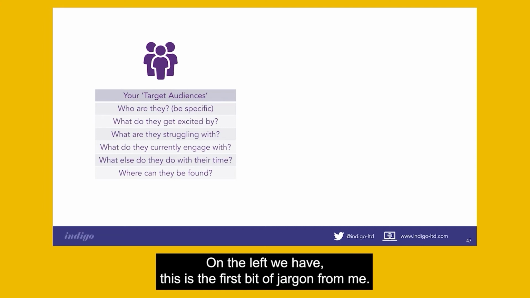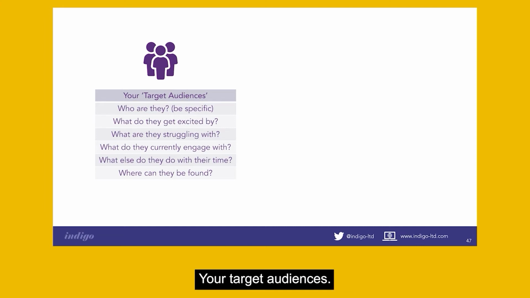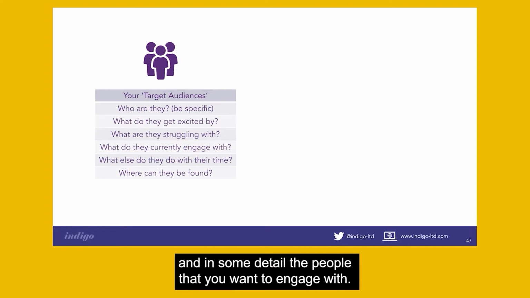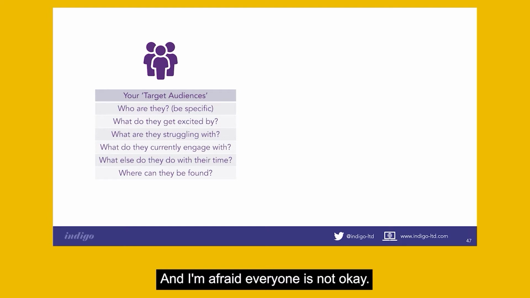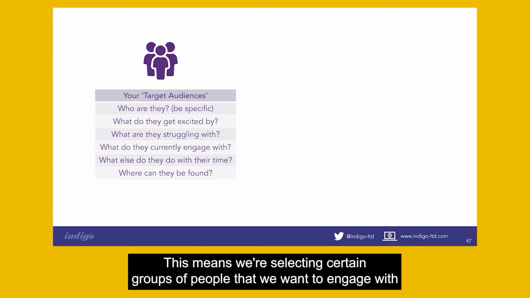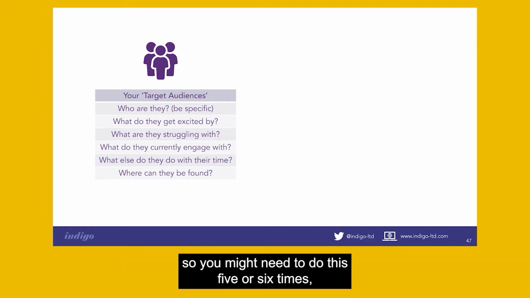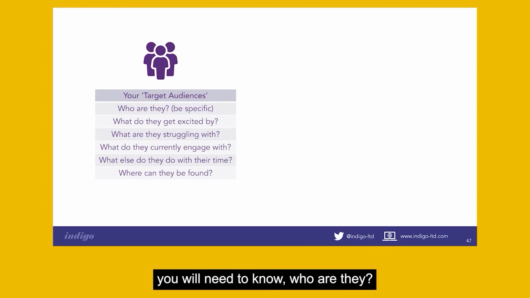On the left we have, this is the first bit of jargon from me, your target audiences. Here's where you'll need to describe quite clearly and in some detail the people that you want to engage with. And I'm afraid everyone is not okay. The clue is in the title, target audiences. This means we're selecting certain groups of people that we want to engage with in order to talk about your work. And for each of those groups, so you might need to do this 5 or 6 times, you will need to know, who are they?